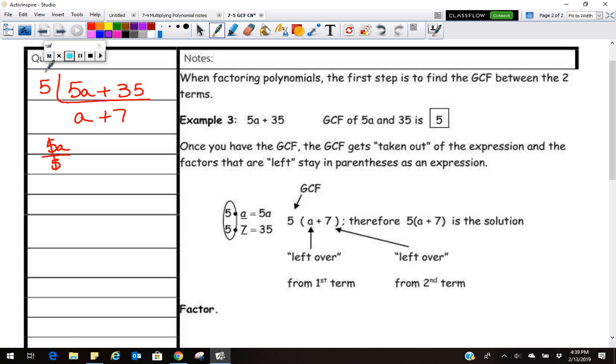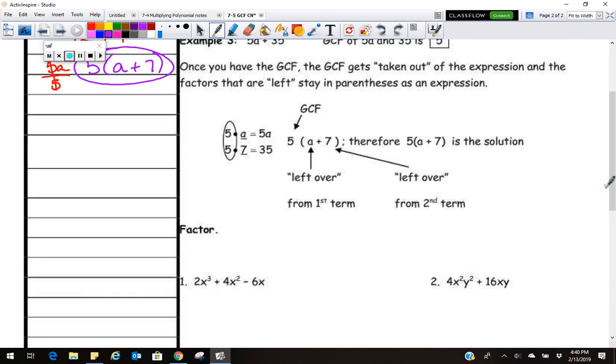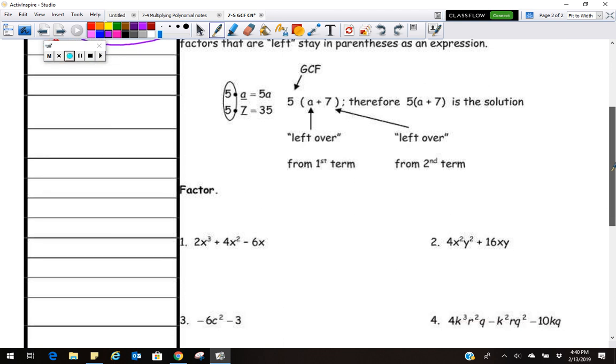So now what happens, whatever's on the side of your upside down division sign goes on the outside, and whatever's on the bottom, that leftover part, goes in some parentheses. So this would be your answer to factoring 5a plus 35. If you multiplied those back together, the distributive property, you would get 5a plus 35. So factoring and doing the distributive property are actually opposites of each other. In the middle of this page, it shows you another example way to do that problem.